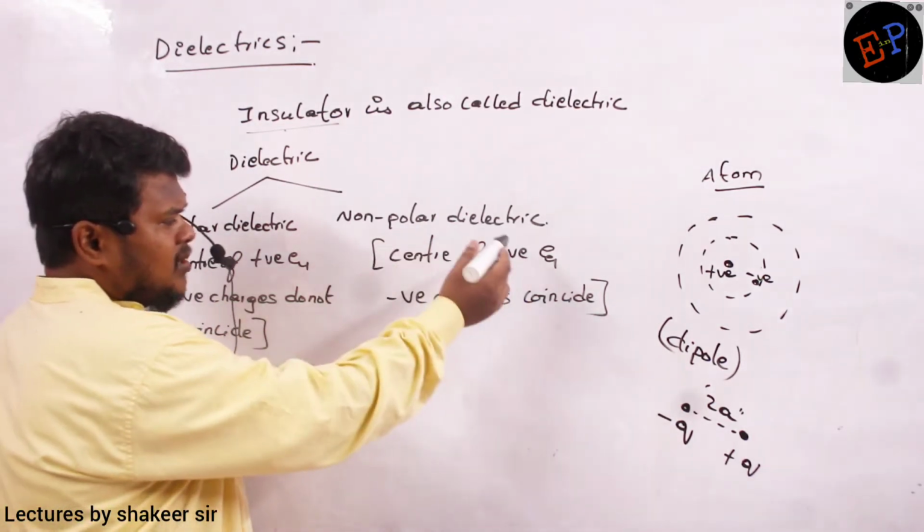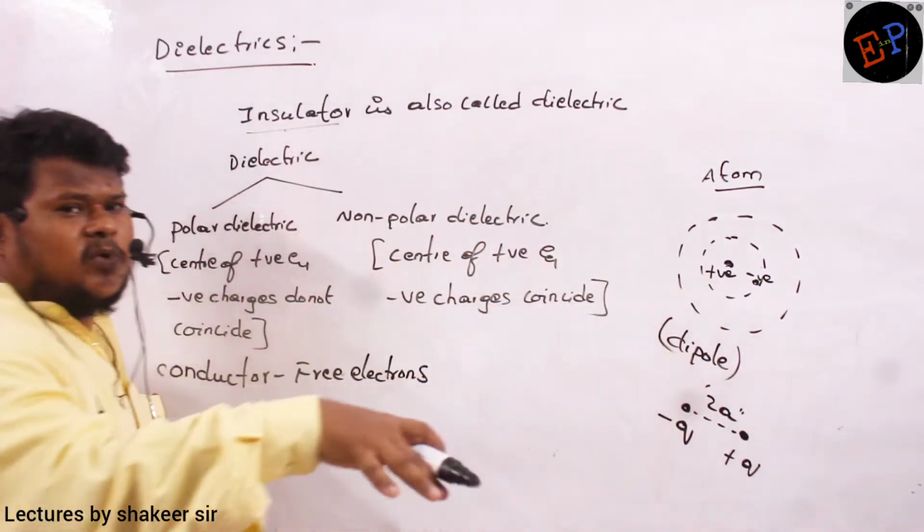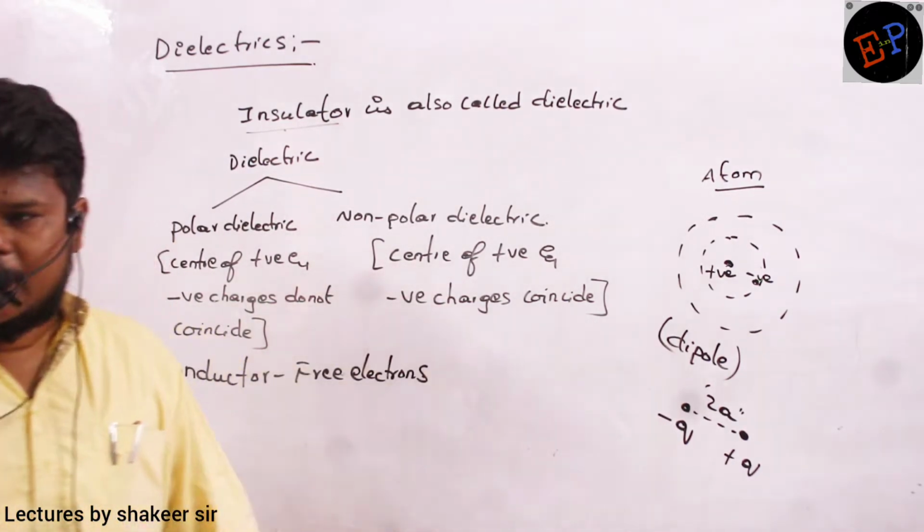But what about non-polar dielectric? Non-polar dielectric means center of positive charge and negative charge will be at the same point. That is called as a non-polar dielectric. Are you able to understand, ma?